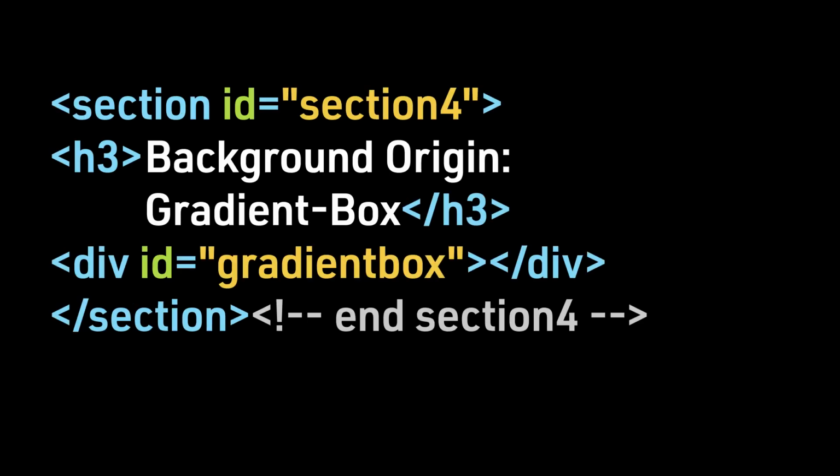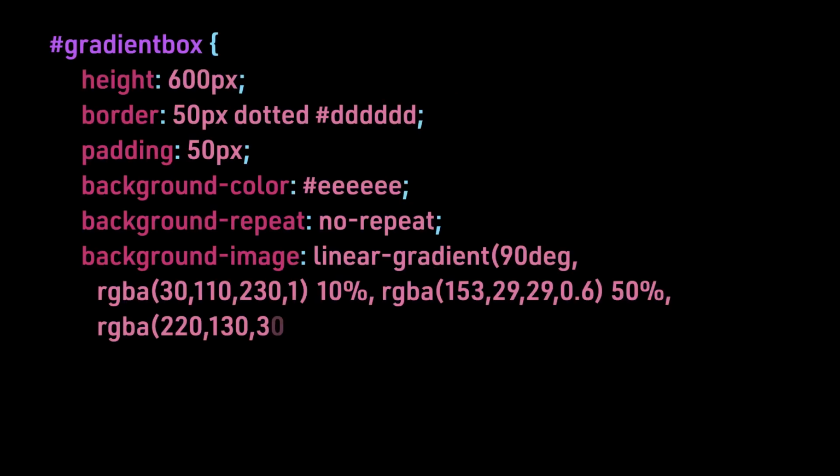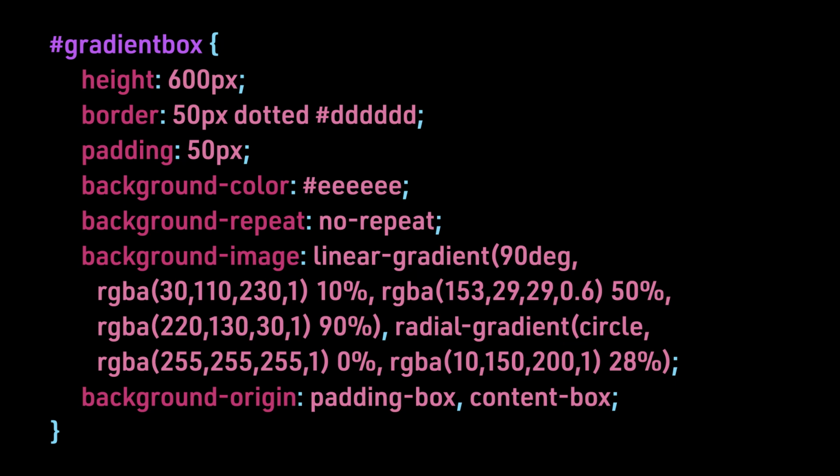You can also use this property with gradients that we just learned about. Here is the HTML, and here is the CSS. In this example, we are combining a linear gradient that will begin at the inner edge of the padding and a radial gradient in the content box.